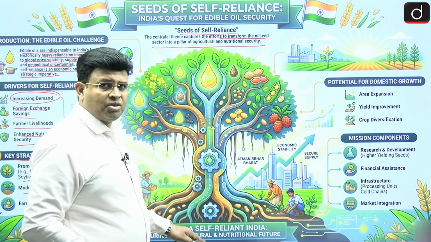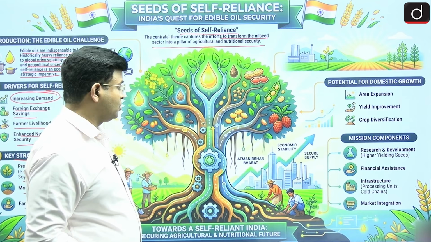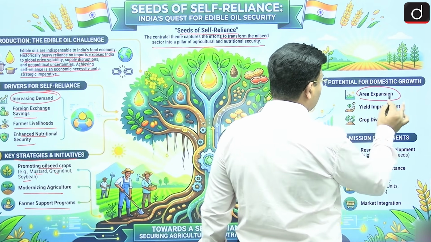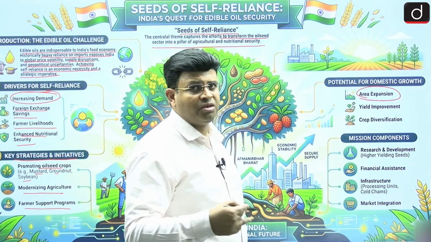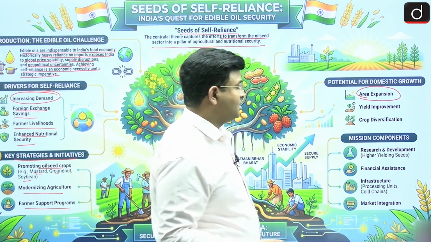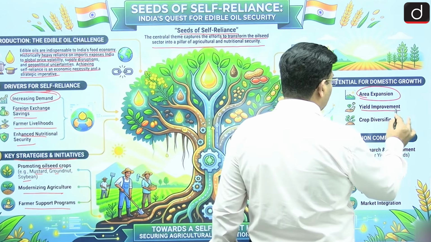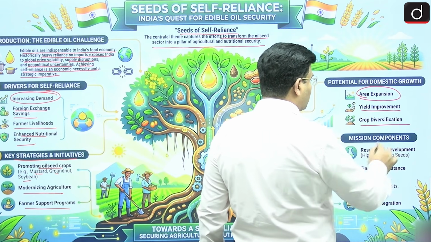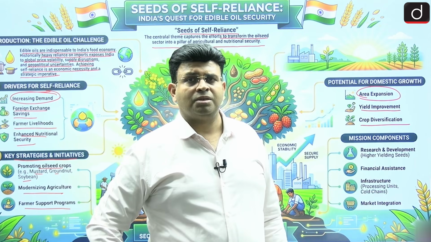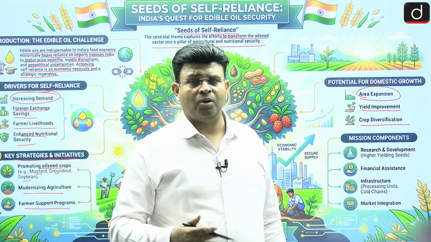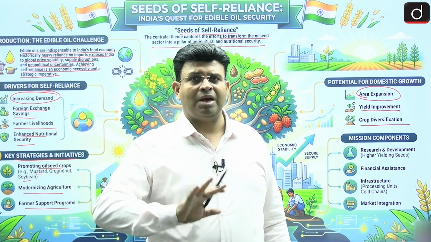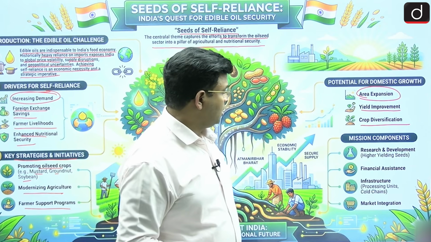Securing agriculture: farmers' agriculture should be secured, and there should be a nutritional future. And potential domestic growth: yes, for that we have to expand our area of oil seed growing. In many areas oil seeds are still not being grown, so we have to try to increase that area. And productivity improvement: we have to talk about yield improvement and crop diversification. Suppose we are growing rice, along with that we can grow oil seeds. If we are growing wheat, along with that we can grow oil seeds. Crop diversification in the same land: we try to do different kinds of agriculture.